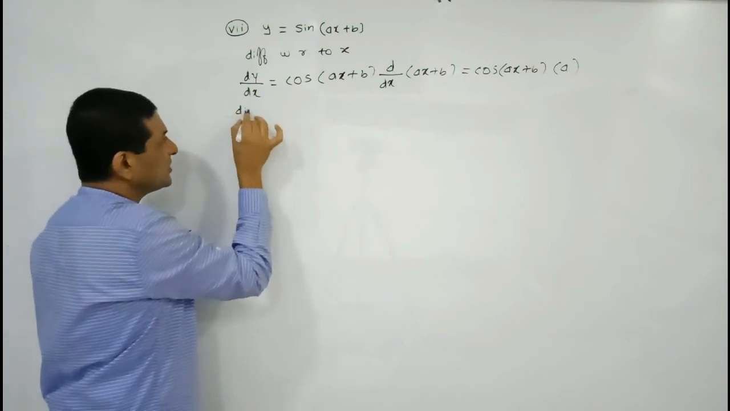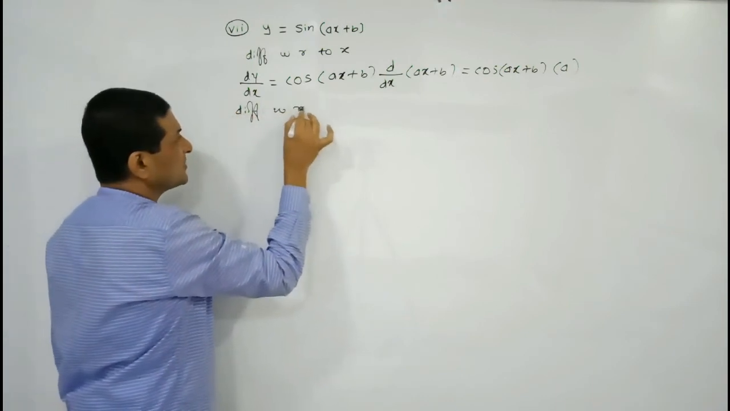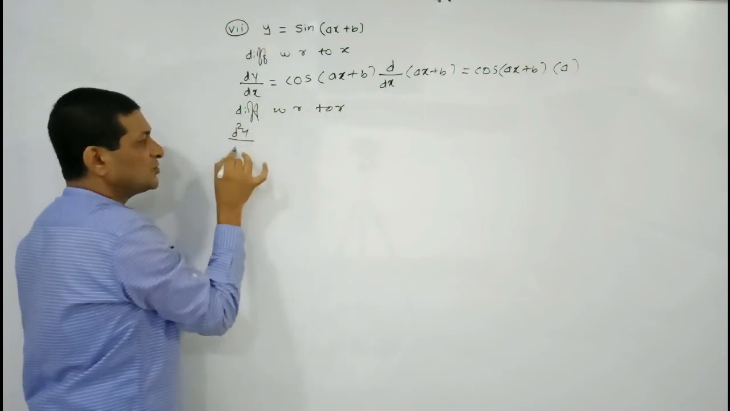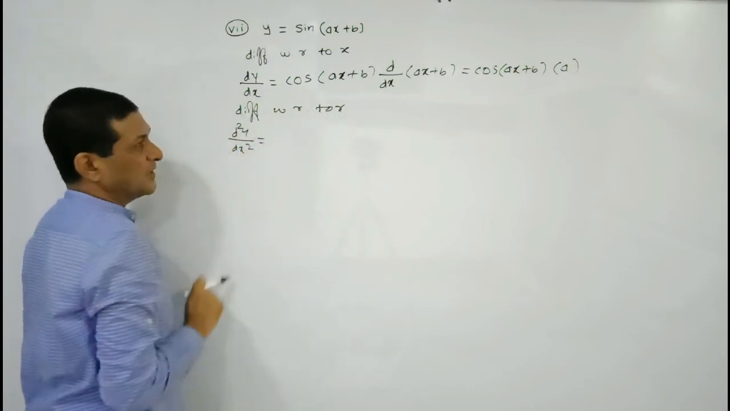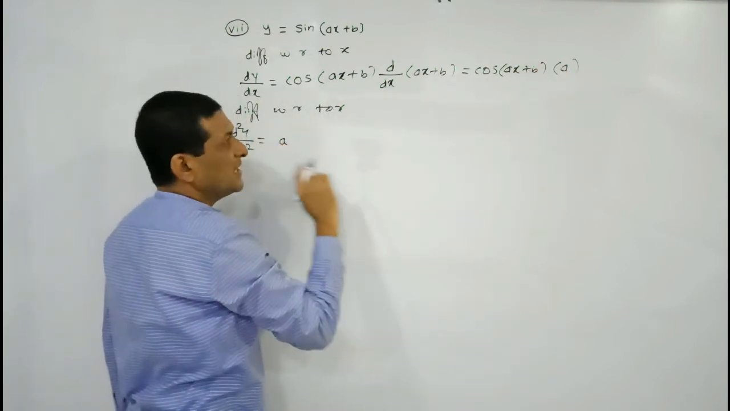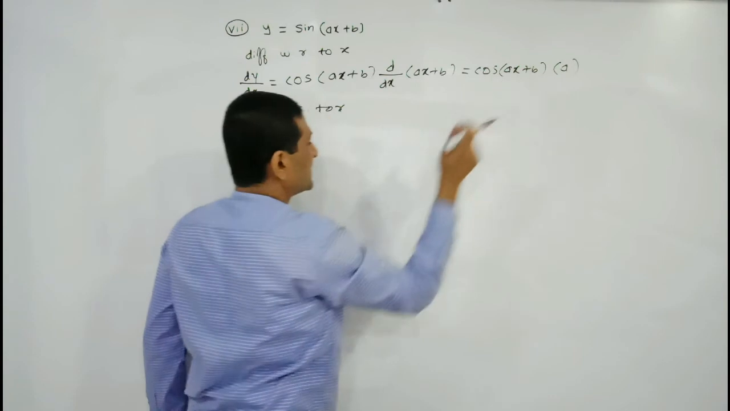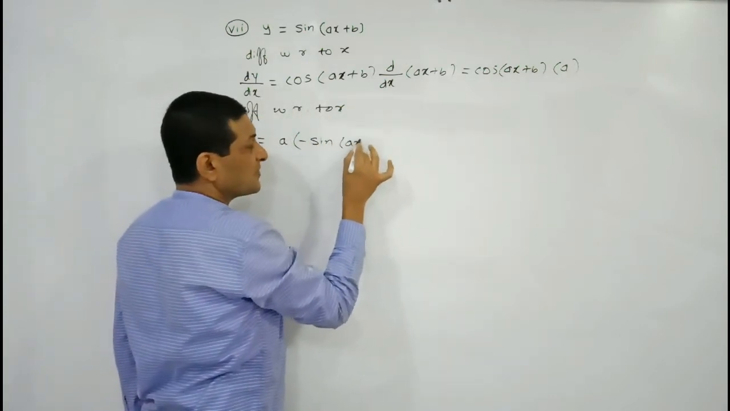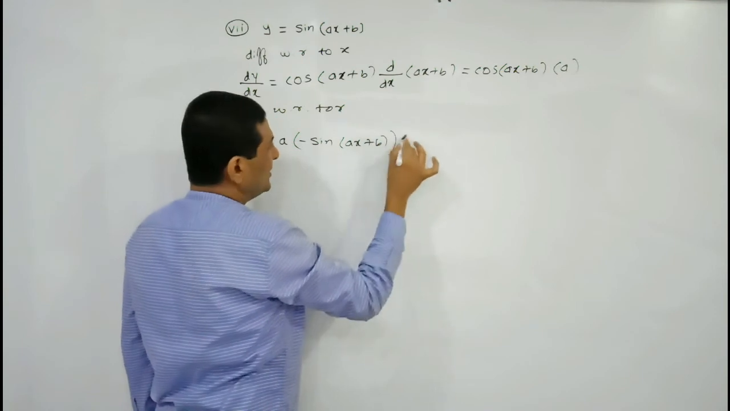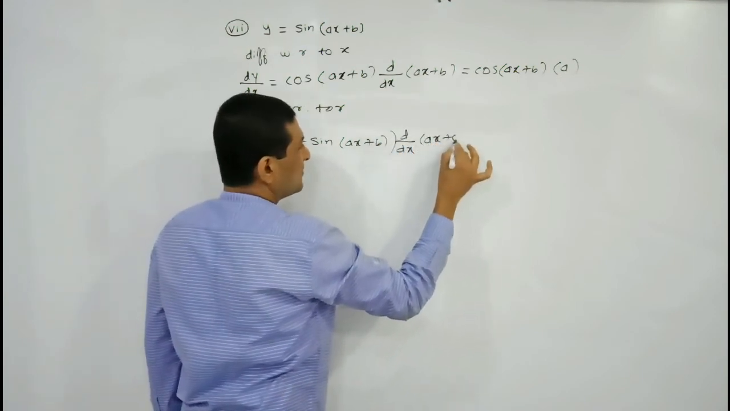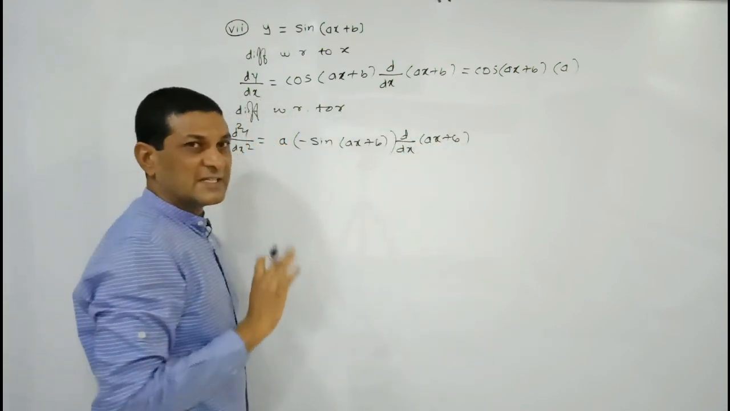Again we are differentiating it with respect to x to find the second order derivative. d2y upon dx square will be equal to, here a is a constant term, keep it as it is. The derivative of cos f of x will be equal to minus sine f of x. What is the value of f of x? ax plus b, into derivative of f of x, and here we can observe that the value of f of x is ax plus b, isn't it?